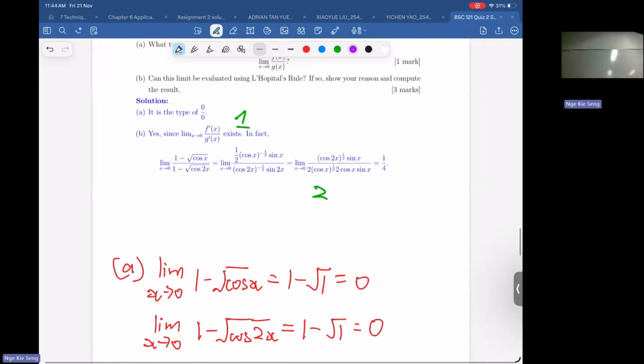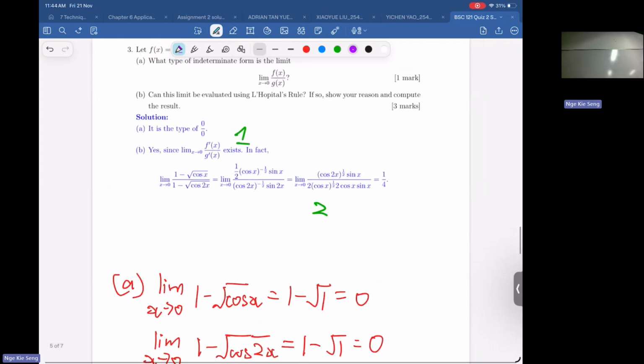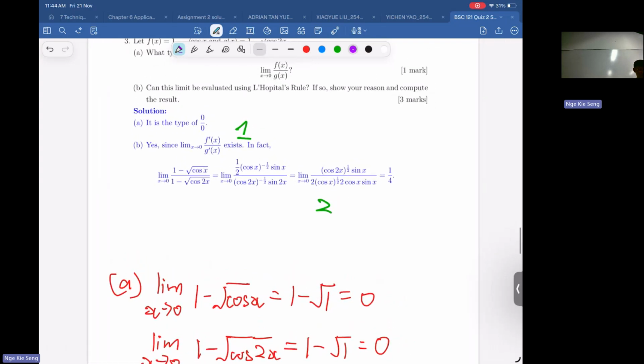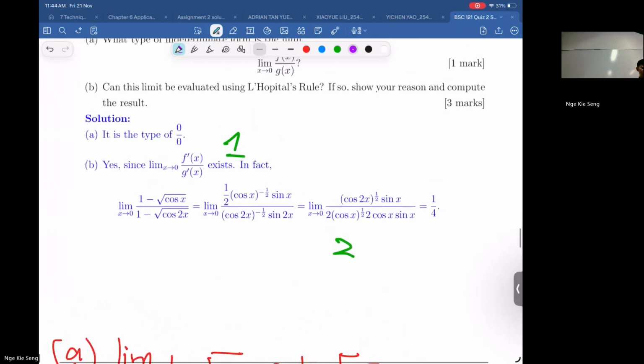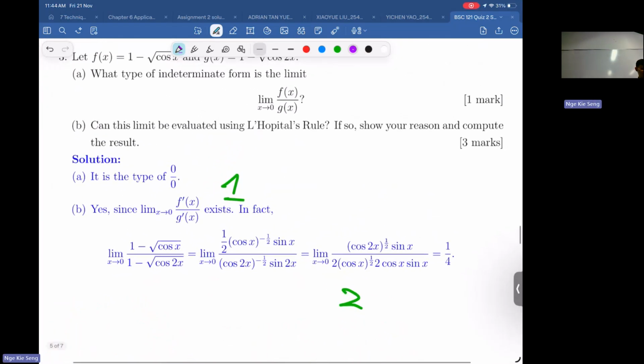Second, once you have this intermediate form, you can use your L'Hopital rule. Some of you made a calculation error, so you don't get 1 over 4, but most of you are fine. Any questions so far for this question? I think this question is quite straightforward.